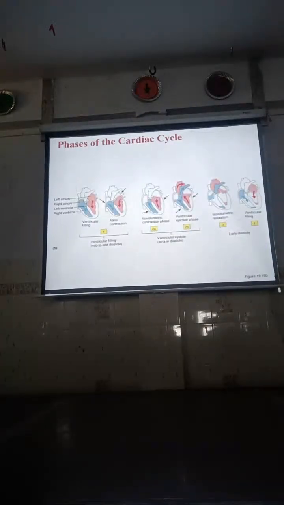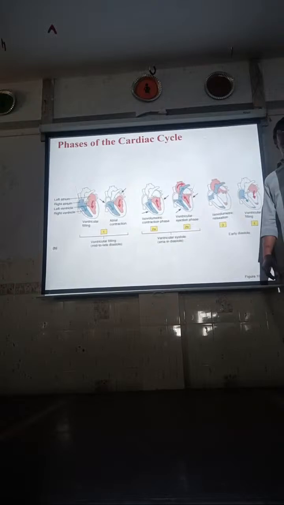So this is what the phases of cardiac cycle is.